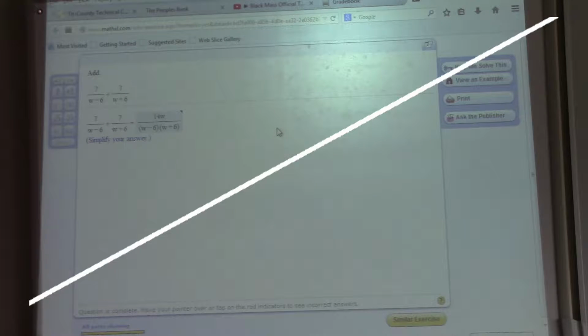Addition? It's addition, yes. And directions say add. Oh, I didn't read that. I just thought I'd humiliate you early in the morning. Thank you. There you go. Okay.